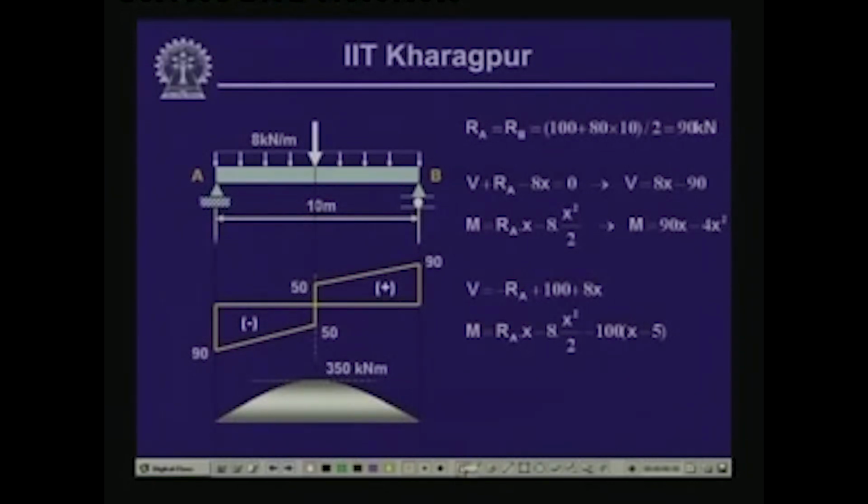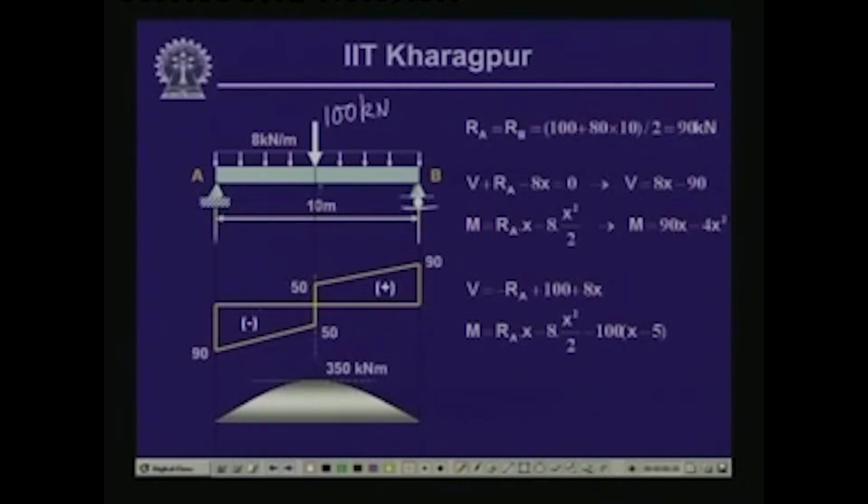Now let us look into this particular example where again the beam is a simply supported one, having a hinge support here and a roller support over here, and it is subjected to a concentrated load. Let us say this concentrated load is 100 kilonewton.